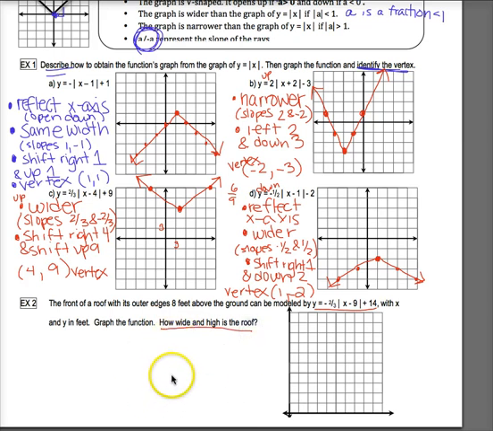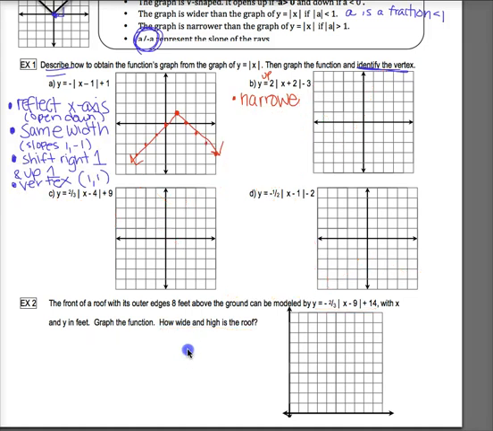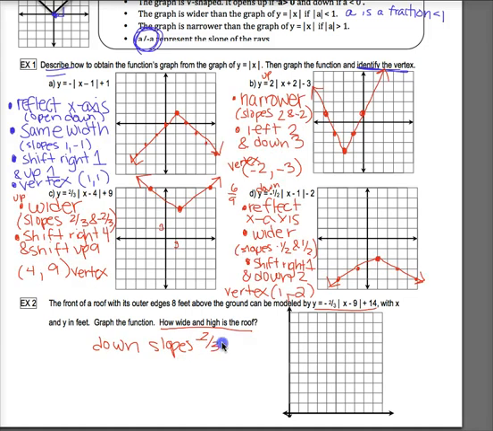Now, it didn't ask us to describe anything, so you don't have to write out all of this. At least that part won't be graded if it doesn't ask for it, but you may want to jot some notes down here. You know that that opens down because it was negative. You know that the slopes of the rays are going to be negative 2/3 and 2/3. And you don't have to describe the shifting, but you should probably know where the vertex is. We do the opposite for in the bar, so that's 9. Same for out of the bar, 14.